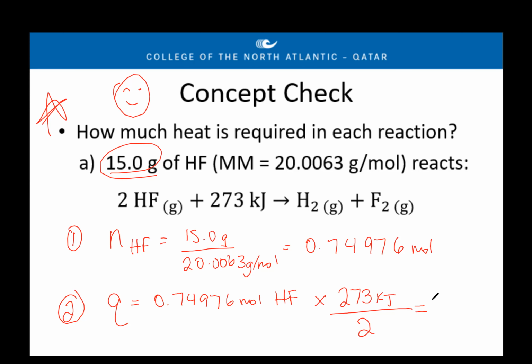Now, some of you might be wondering, why is it divided by 2? It's because there's a 2 right in front of the HF. So I multiply my number by 273 divided by 2, and I'll get my answer: 102 kilojoules. All right, that's it. Done. Finished. Pretty easy. There are practice problems on this. If any of you guys think that you need more practice, you can check out the practice problems on D2L.